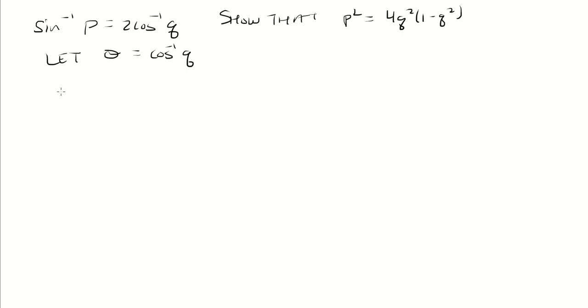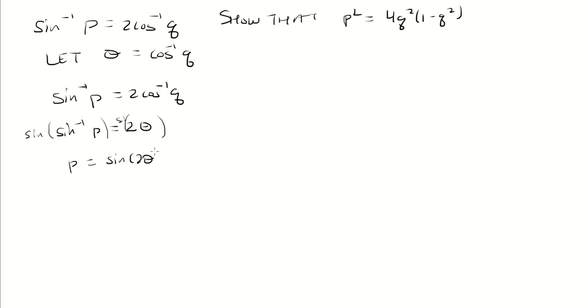So starting with inverse sine of P equals 2 inverse cosine of Q, that's inverse sine of P equals 2 theta, since inverse cosine Q is theta. And if we take the sine of both sides, we have P is equal to sine 2 theta. And we know that sine 2 theta is 2 sine theta cosine theta.